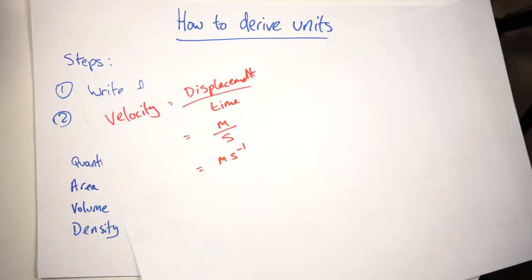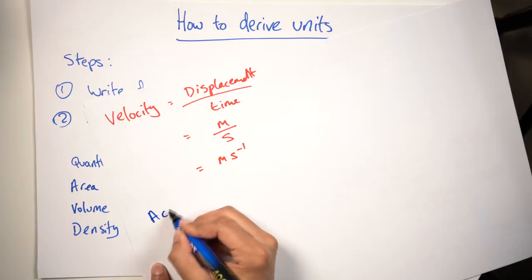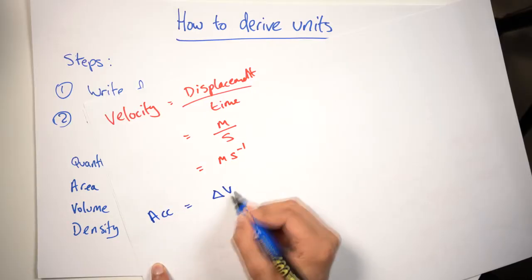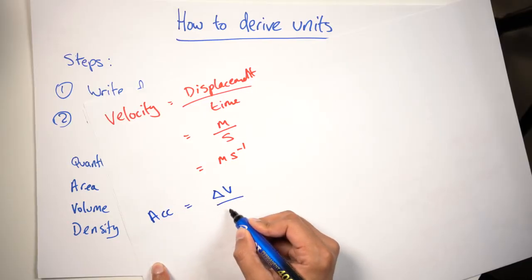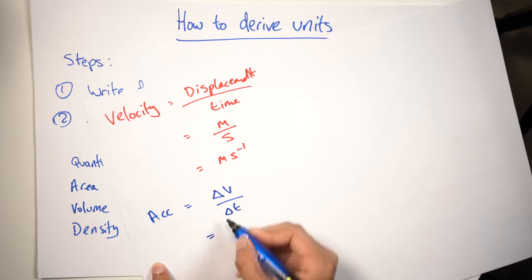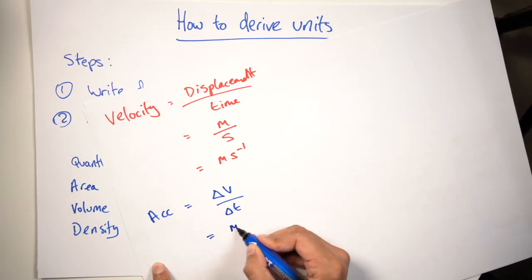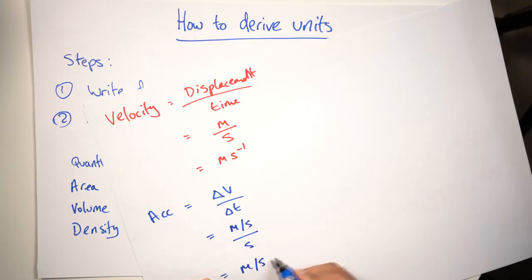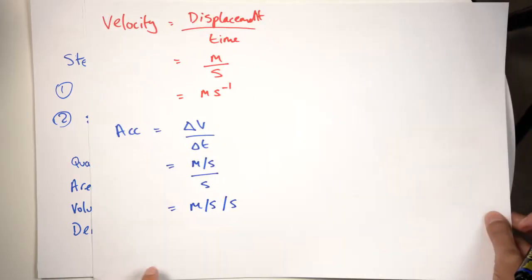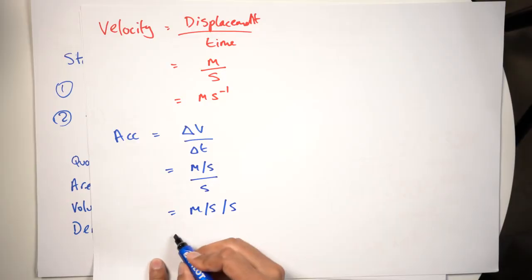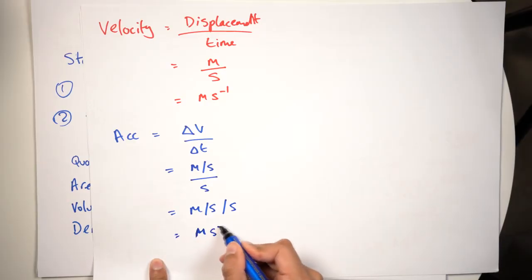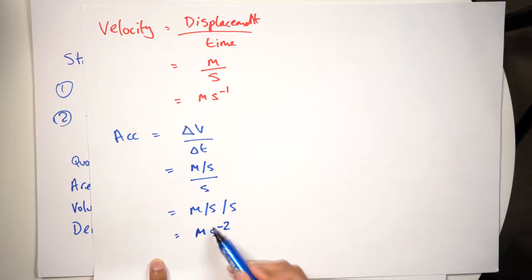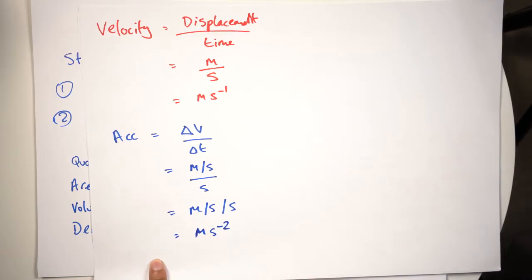Okay. Next one is acceleration. Let's get another pen. So acceleration is change in velocity over change in time. So the change in velocity is meters per second. Change in time is seconds as well. So you end up with meters per second per second. Now another way to write this is m s^-2, which just means you're dividing by seconds 2 times.